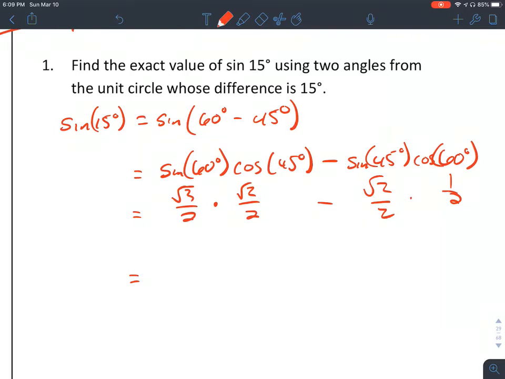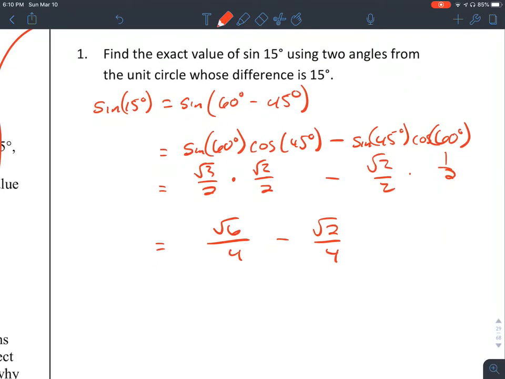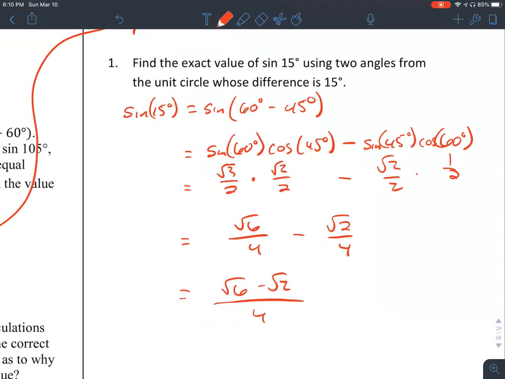When you're multiplying two fractions, you multiply the tops and the bottoms. And then once you have common denominators, which we already have, you subtract the tops and not the bottoms. You can't subtract square root of 2 from square root of 6. They are not like terms. So that is the correct exact answer for sine of 15.